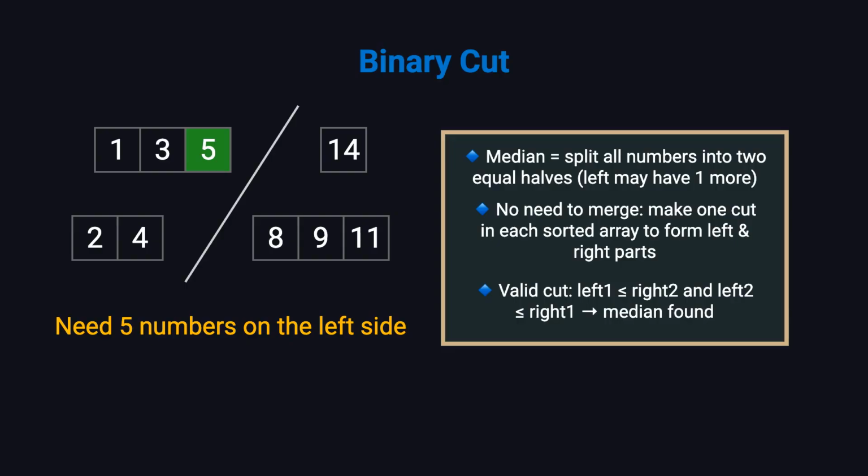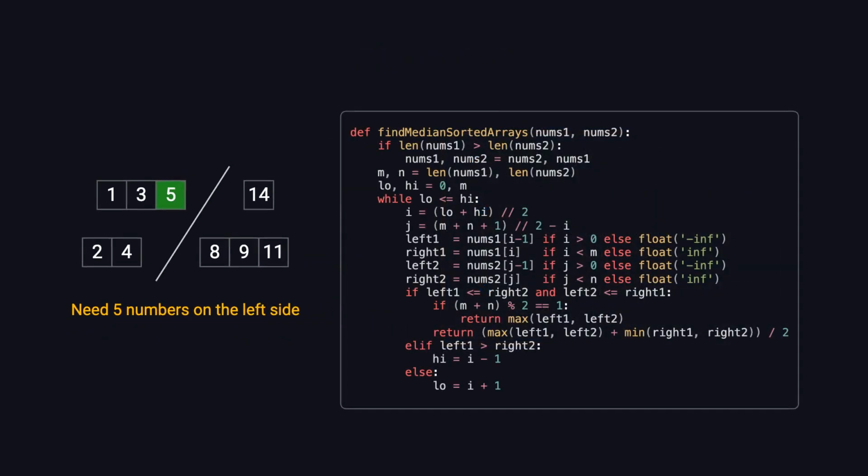That's the power of binary search. Each cut eliminates half the possibilities, and the time complexity depends only on the length of the shorter array. It's logarithmic, way faster than scanning through every element. Finally, let's look at the Python implementation. The code structure maps directly to the walkthrough we just did.